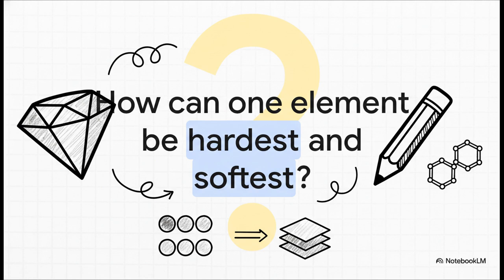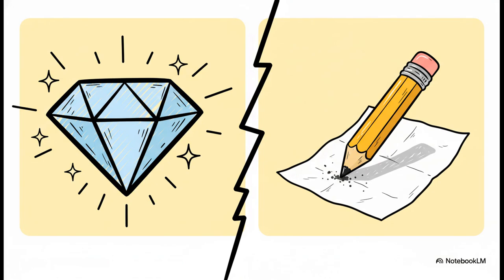Okay, so here's the big mystery we're tackling today. How can the exact same element, just pure carbon, create both the toughest material we know of and something so soft we actually use it to write? I mean, it sounds like it just shouldn't be possible, right? But the answer is actually surprisingly elegant. And we're not talking about a small difference here. This is night and day.